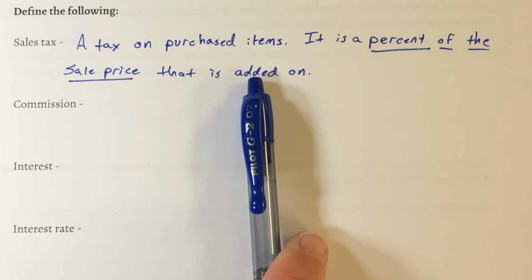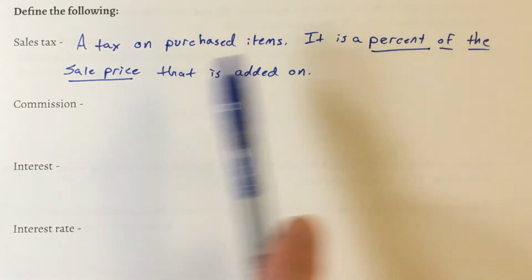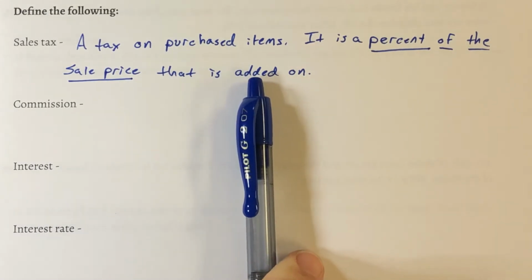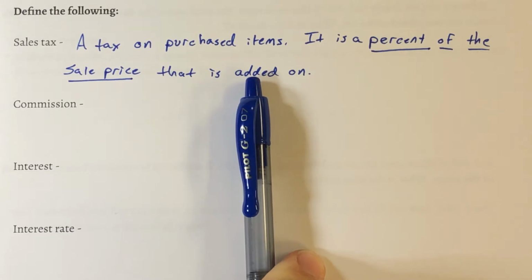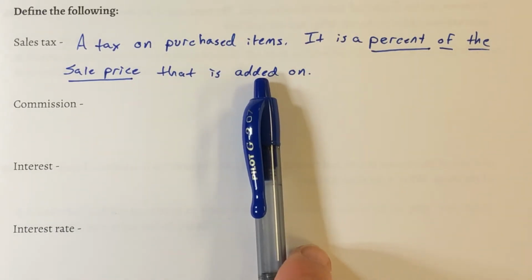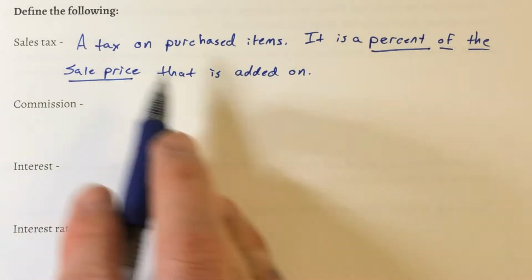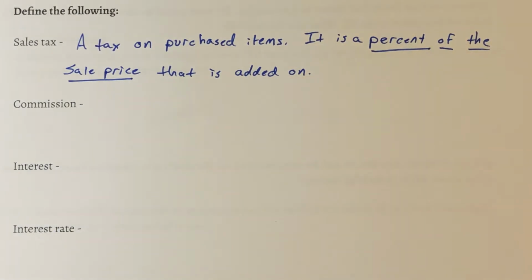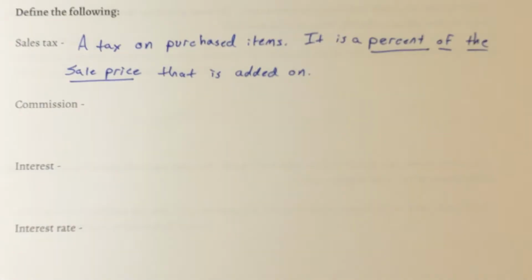So let's say you go buy a TV and it's $500. They're going to take a percent of the $500 and add it on to the $500. So you might end up paying $550 for that TV. Where does that extra $50 go? That sales tax goes to the city and state and pays for various things. So a sales tax is a percent of the sales price, and it's added on before you're able to leave the store with your items.